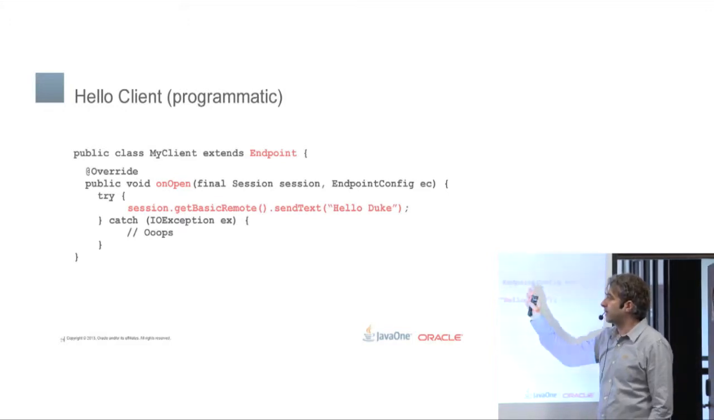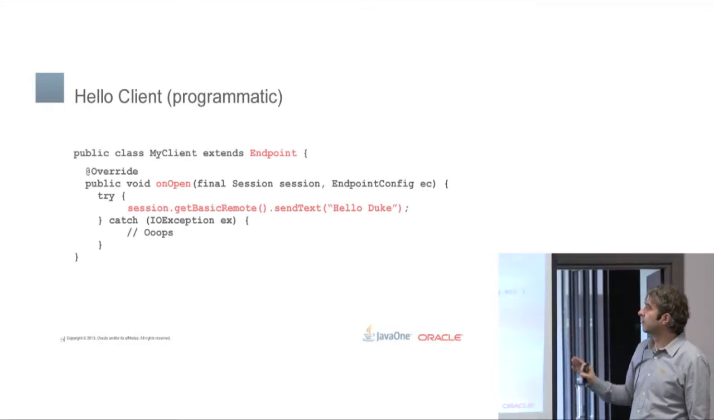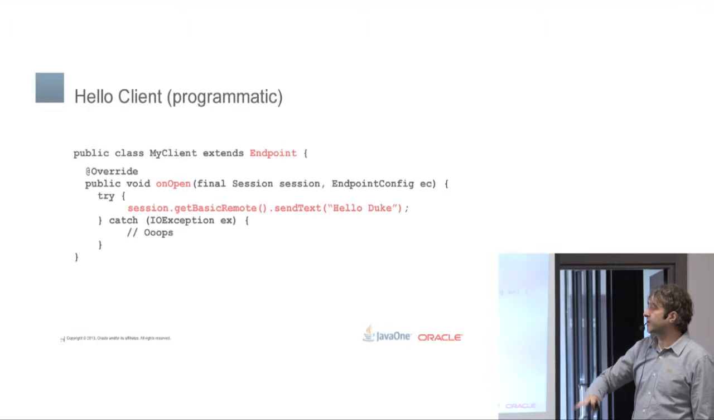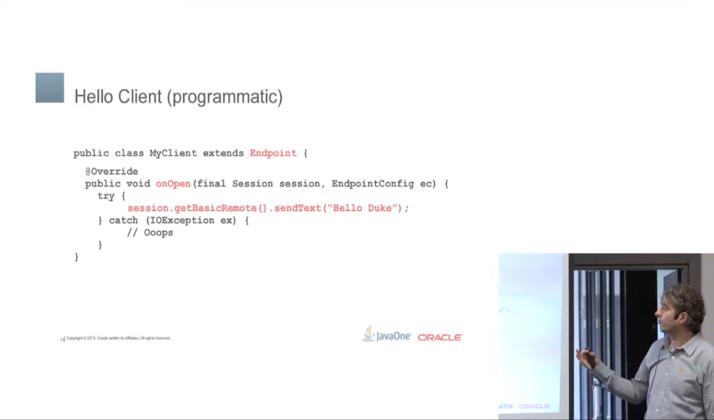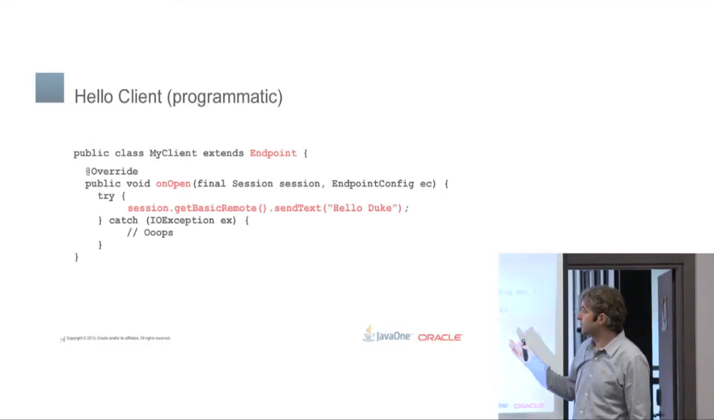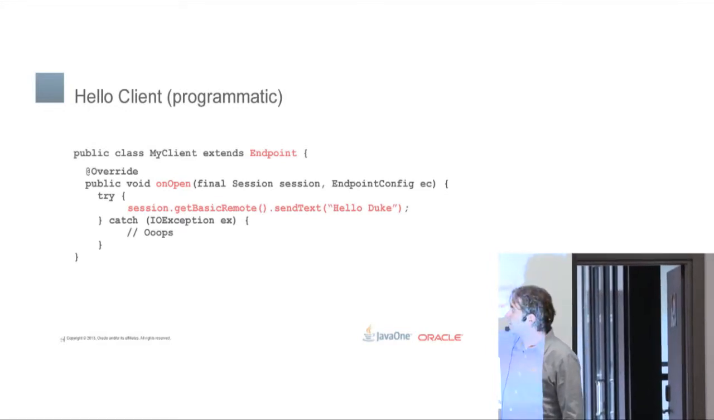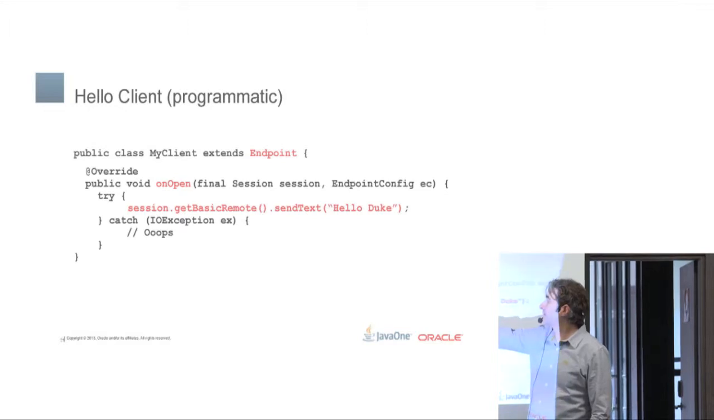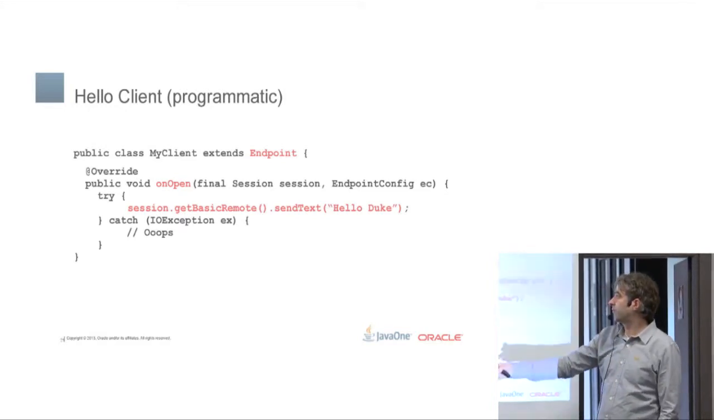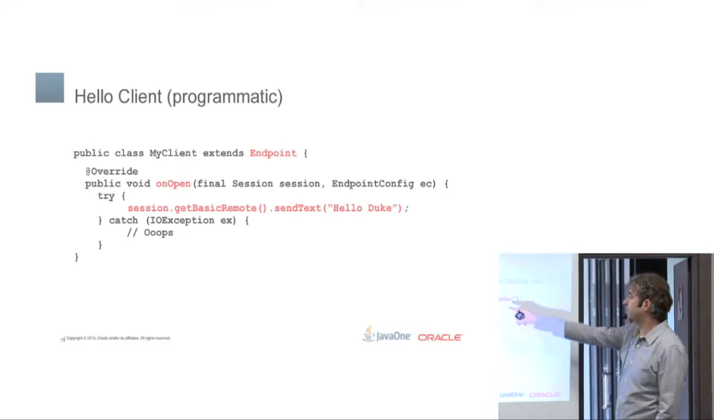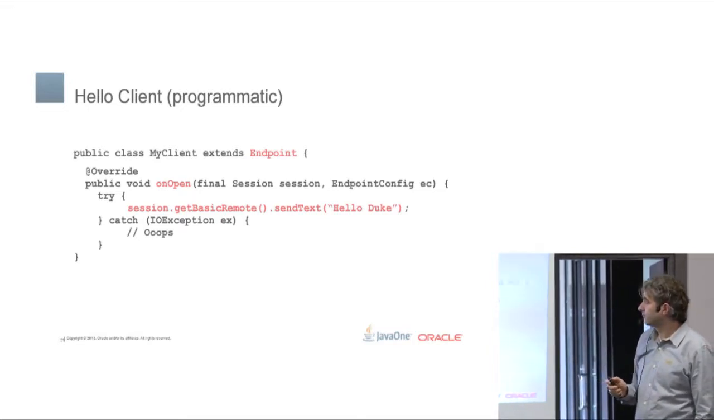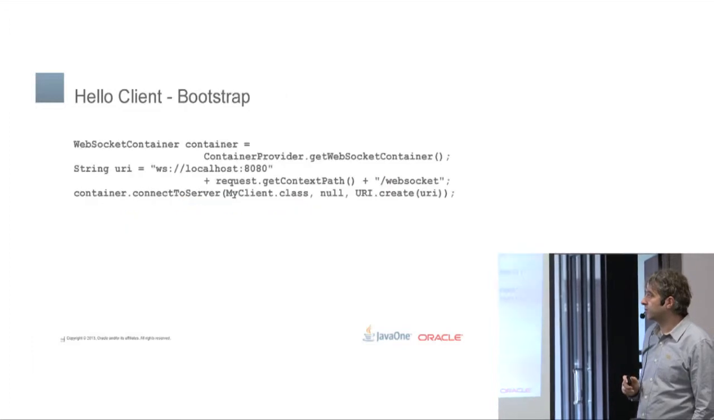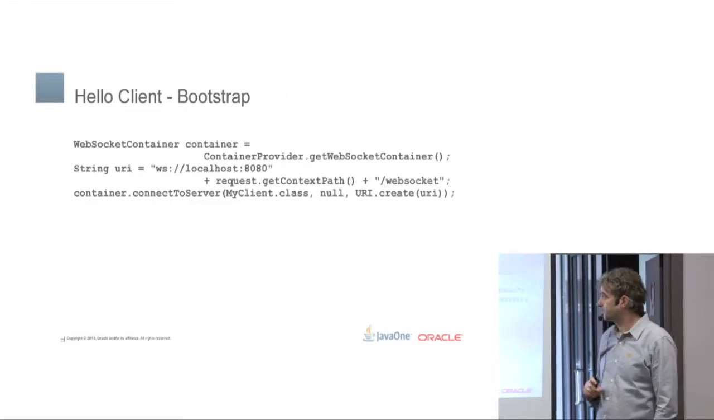This is exactly the same code: a WebSocket client endpoint. Whenever there is a new connection, we take the session, we want the remote endpoint, and we want to send it this string, Duke in this case. Again, if you deploy that, it won't work. You need to bootstrap that.